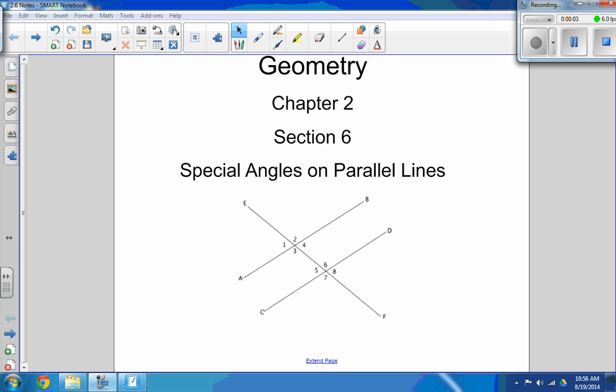Geometry, Chapter 2, Section 6. Special angles on parallel lines.